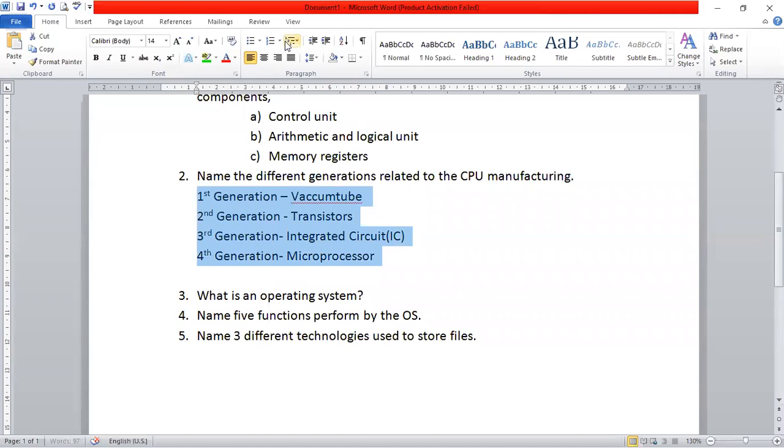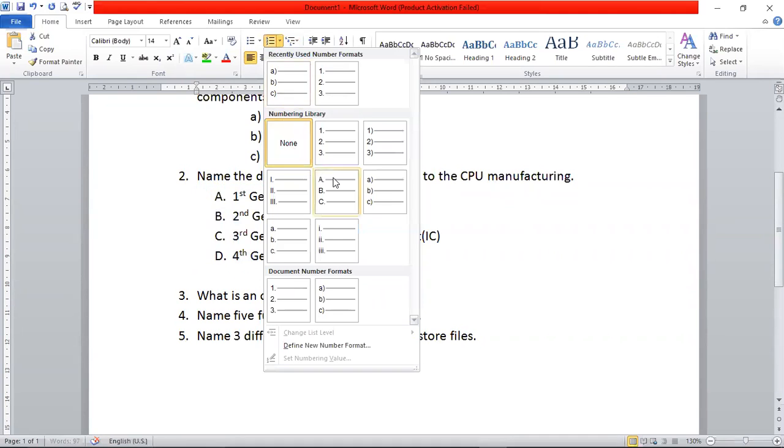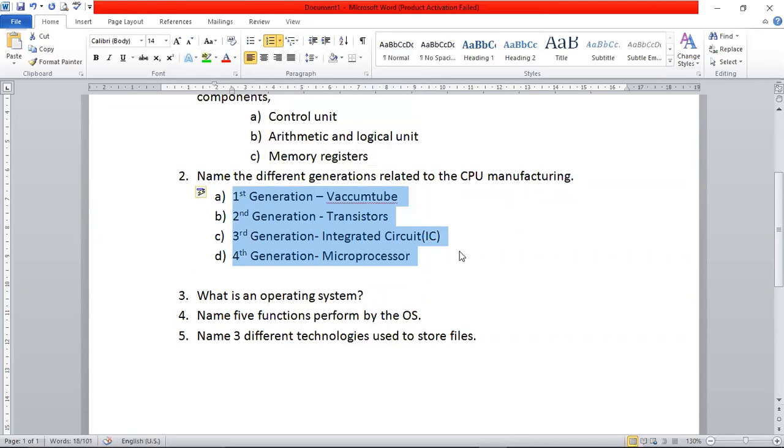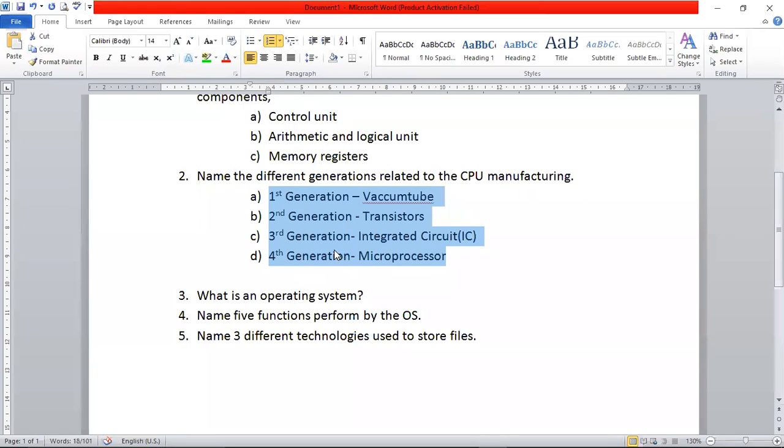I'll highlight this one, and for this one also I'll put ABC. Here you have, but it is not in the same point, so I'll press the tab key for the highlighted part. So I have done like this.